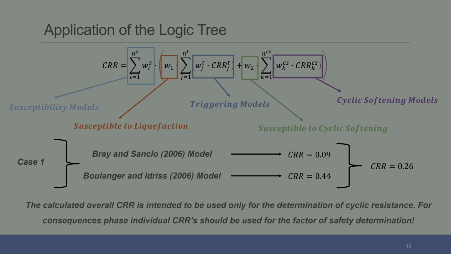And I just wanted to note that the calculated CRRs are just for the usage of estimating the cyclic resistance ratio. If someone wants to use it for consequences, individual CRRs should be used for factor of safety estimations, and consequences can be combined in the end.